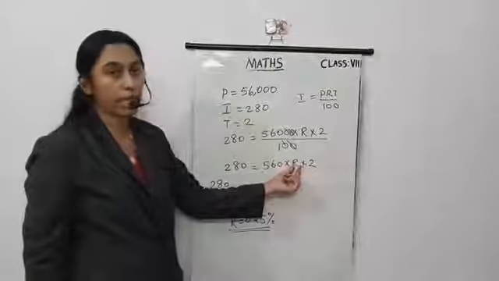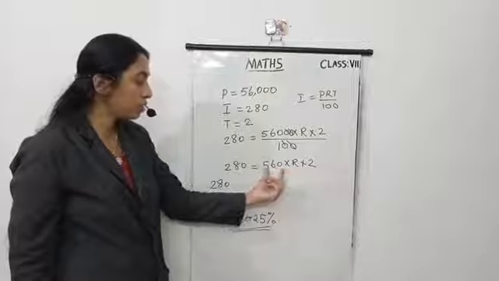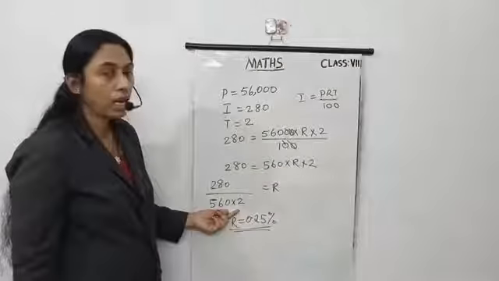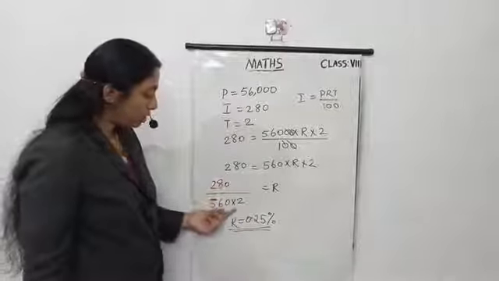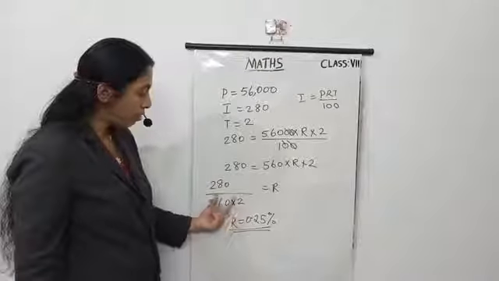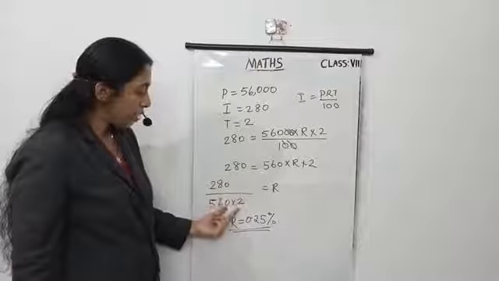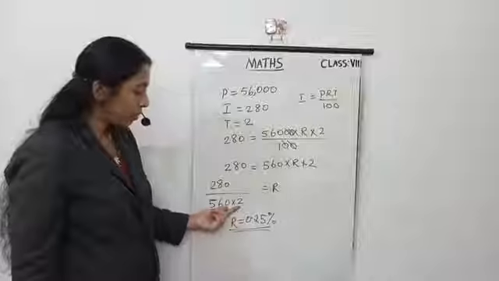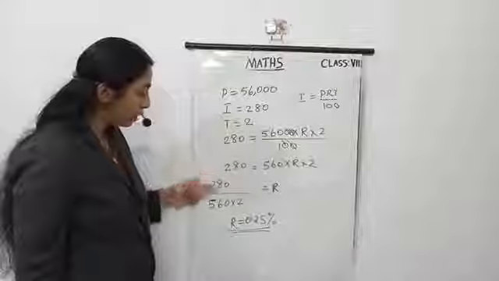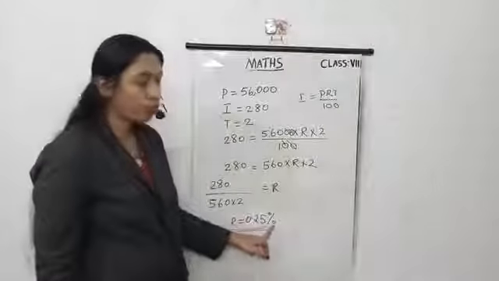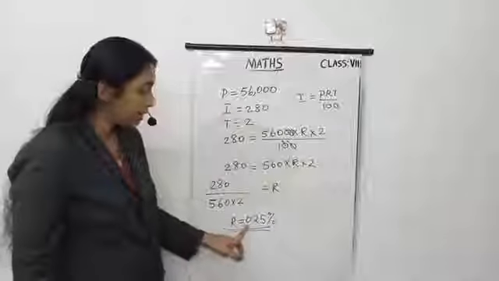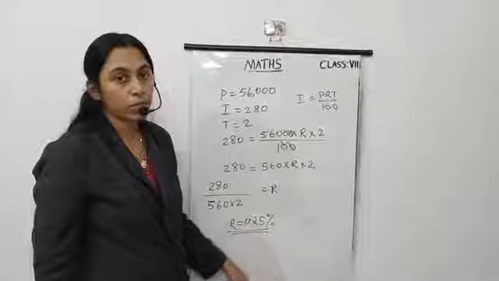Now we need to find R. So transpose this 560 into 2 to the right hand side. We get 280 by 560 into 2. Now multiply this and divide, 280 by 1120, we get 0.25 percent. So the rate is 0.25 percent.